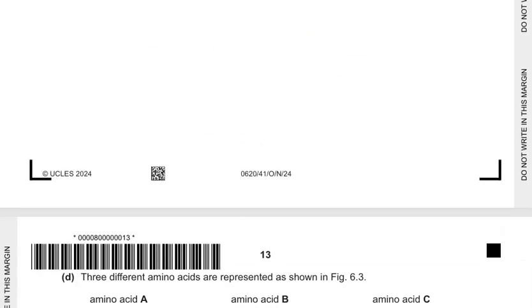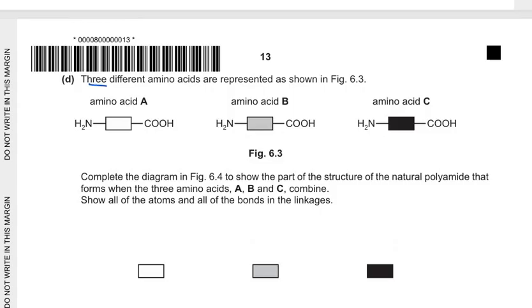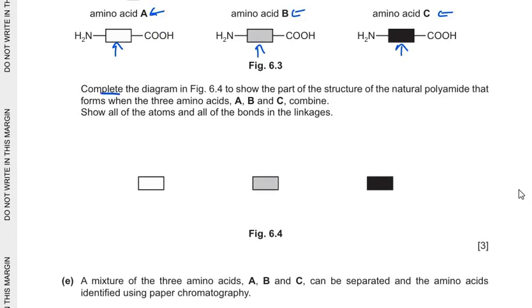So fine, let's go ahead. The D part, 3 different amino acids are represented as shown in figure 6.3. Here we can say that for amino acids A, B and C, all the structures in general are the same, only the carbon chain in between is going to differ. So complete the diagram in figure 6.4 to show the part of the structure of a natural polyamide that forms when these 3 amino acids, that is A, B and C, are combining. Show all the atoms and all the bonds in the linkage. So we are going to show all the atoms and all the bonds especially in the linkage.